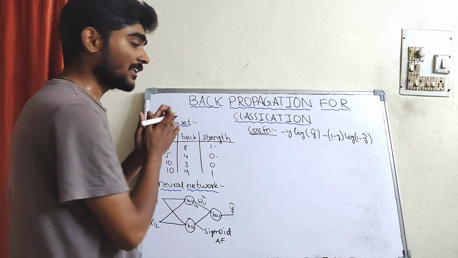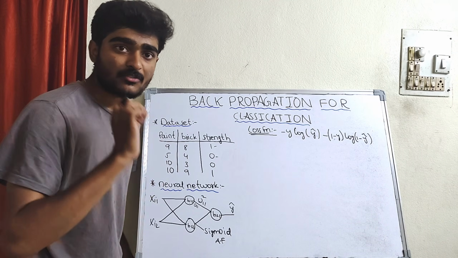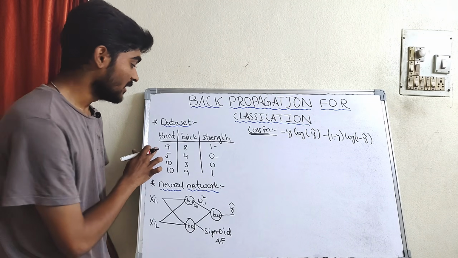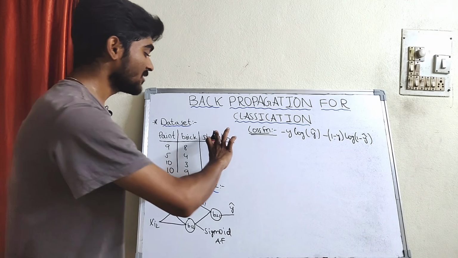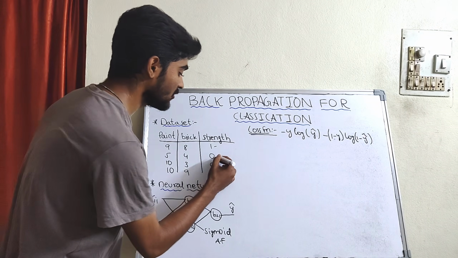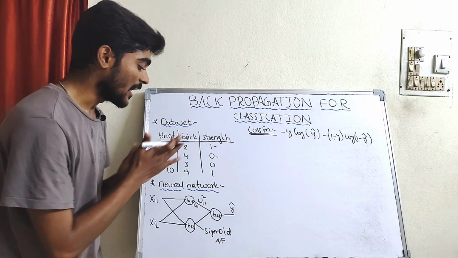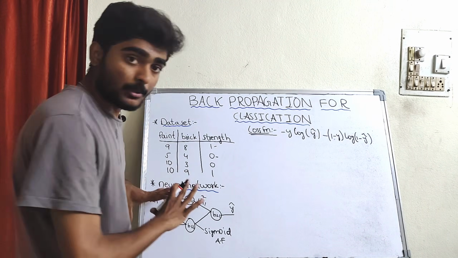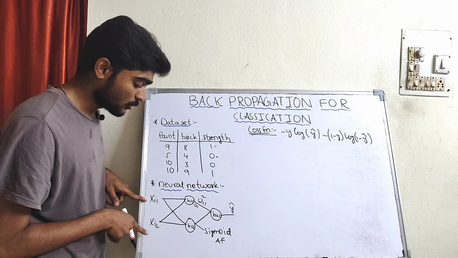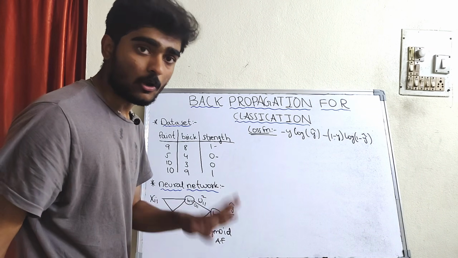Okay, I have taken the classification dataset this time, which contains paint and brick as my input features, where these are the ratings of the paint and brick quality and the strength of the house. 1 means it is a strong house and 0 means it is a weak house. This is my classification dataset, and this is my sample neural network, which contains two input variables, two hidden units in the hidden layer, and one output unit in the output layer.